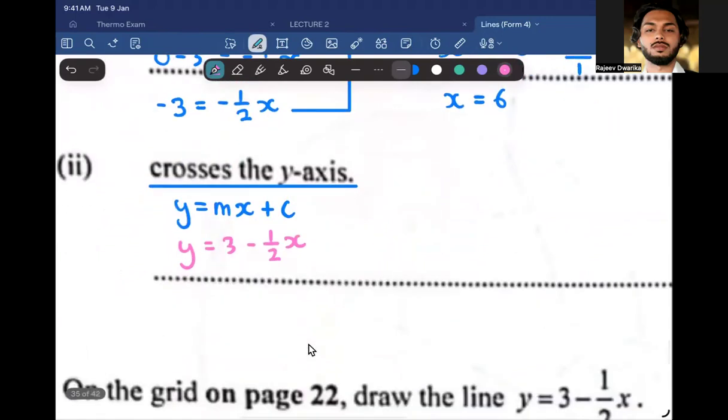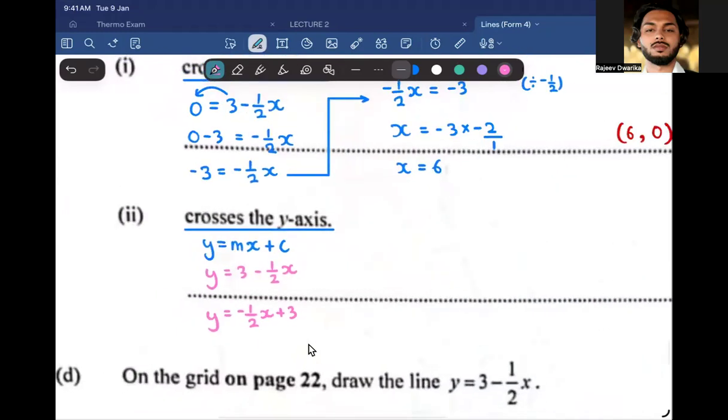It's not quite in the form. So this is what I'm going to do. I'm not going to move across anything. I'm just going to switch terms on the same side. You'll see what I mean. So instead of writing the 3 here, I'm going to put the minus a half x first, and I'm going to put the positive 3 over here.